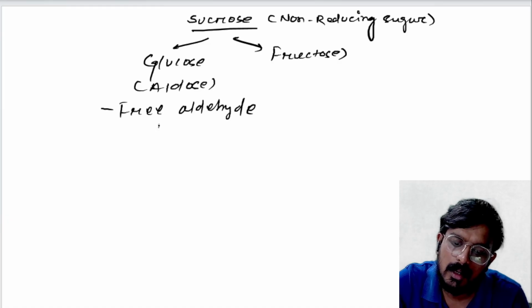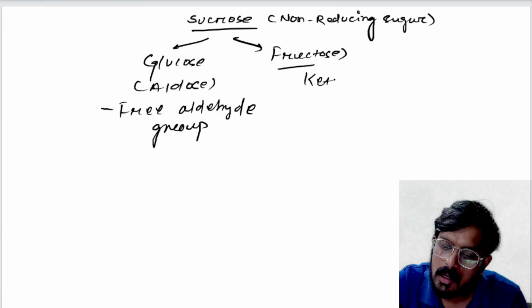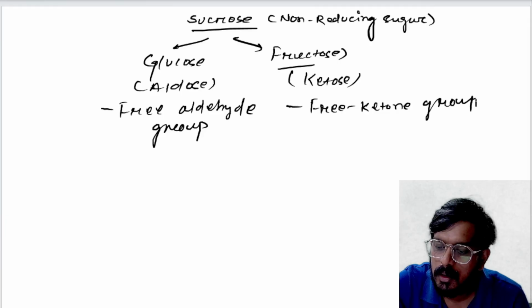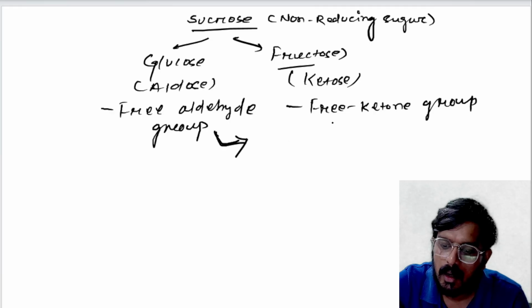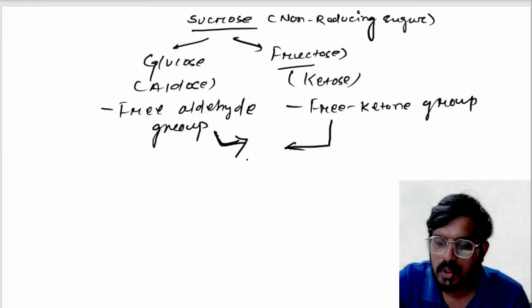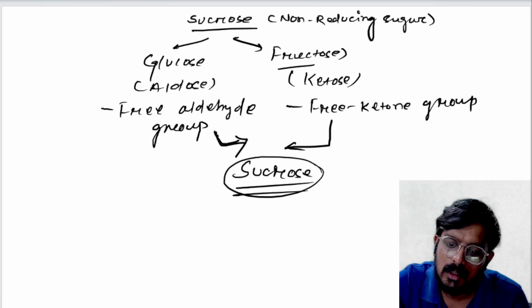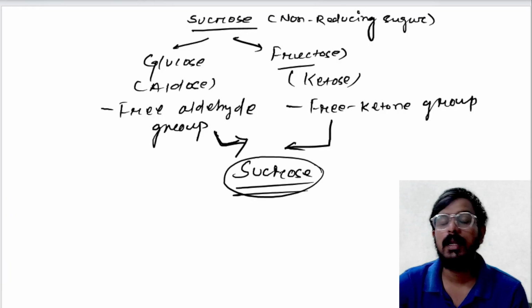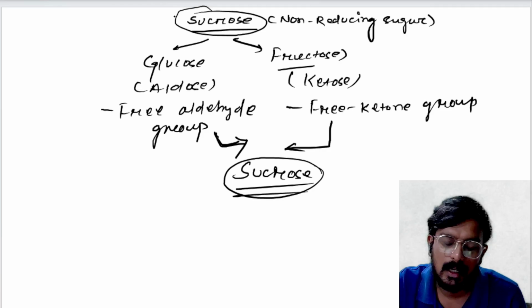Okay, it has a free aldehyde group, and fructose is a ketose. It is having a free ketone group. When glucose and fructose combine, the aldehyde of glucose and the ketone of fructose are basically combined to form sucrose. Reducing sugars have a free aldehyde or ketone. Here the aldehyde and ketone are not free anymore. That's why sucrose is considered a non-reducing sugar.